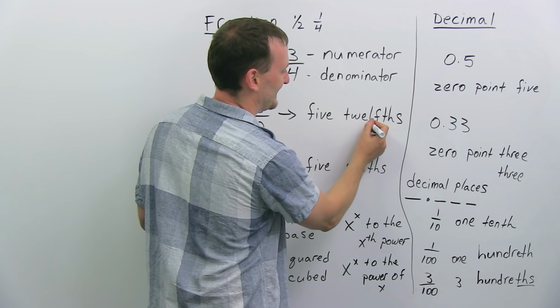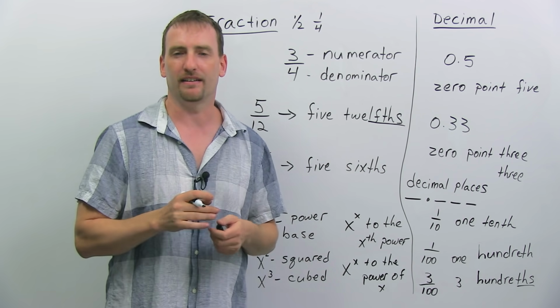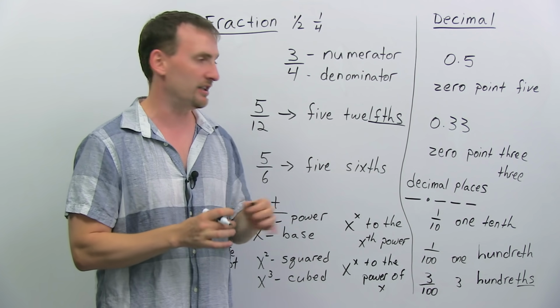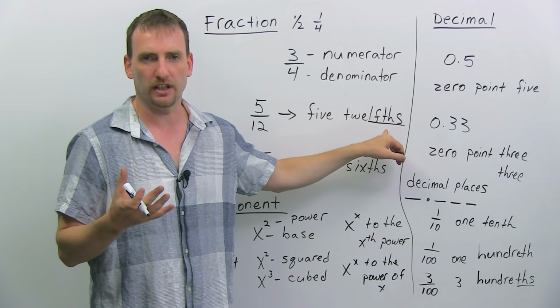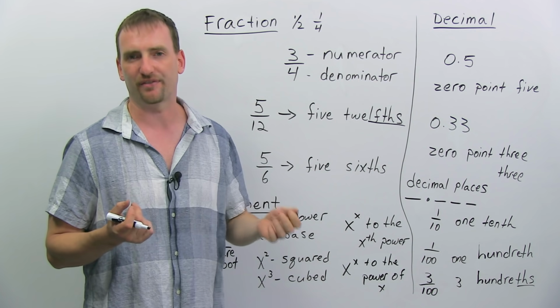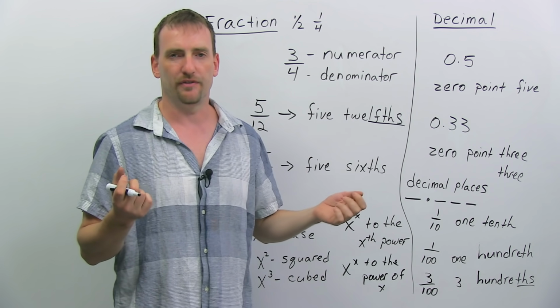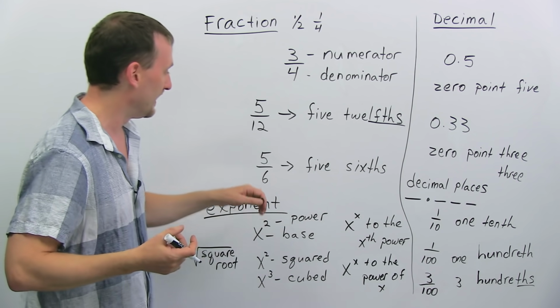So you have a lot of consonants here. Twelfths. Now, keep in mind that even native English speakers have a hard time pronouncing this. So if you find it difficult, don't worry. In context, people will understand you. If you say five twelfths, okay, I get it. I know what you're trying to say.